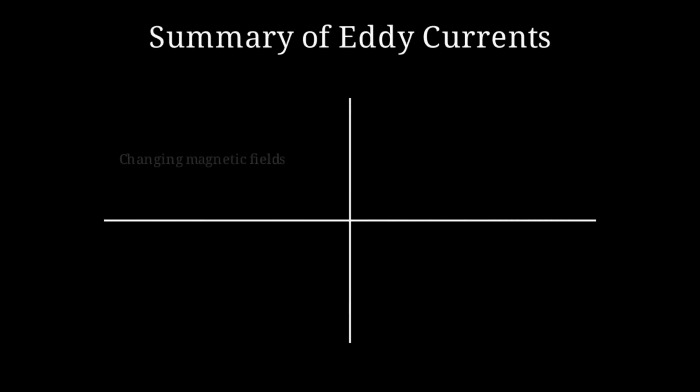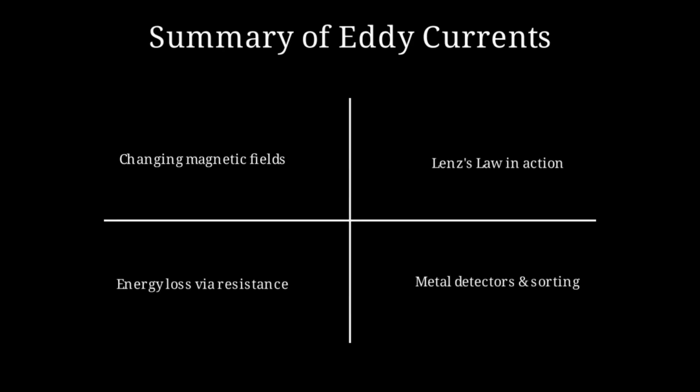From braking trains to cooking food and sorting trash, eddy currents are a powerful application of electromagnetism. They demonstrate how changing magnetic fields can influence the physical world through induction.